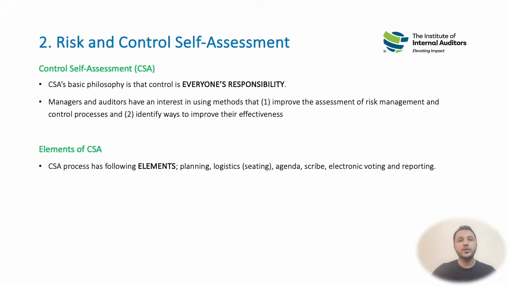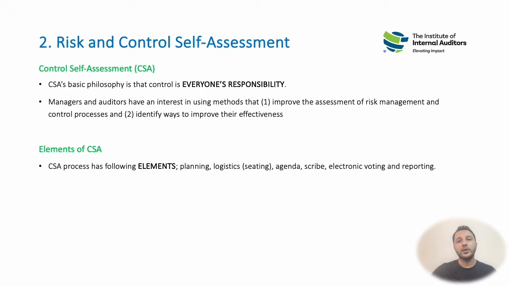Logistics, in terms of seating arrangements. Generally CSA is carried out through a workshop, so where these people will be sitting, how the seating arrangements will be. Generally, we prefer a U-shaped table where everyone can look at each other, or a round table where everyone can look at each other and have a candid discussion on the key risks and controls. Agenda: without wasting people's time, we need to be very specific about what we are trying to achieve from this meeting.